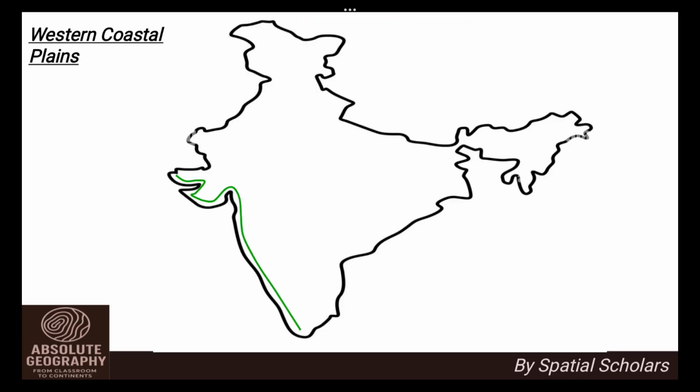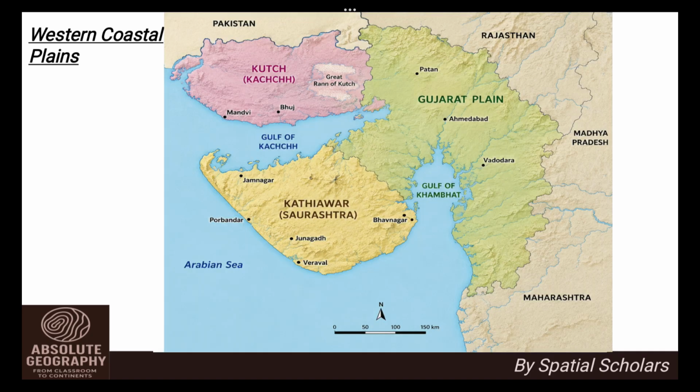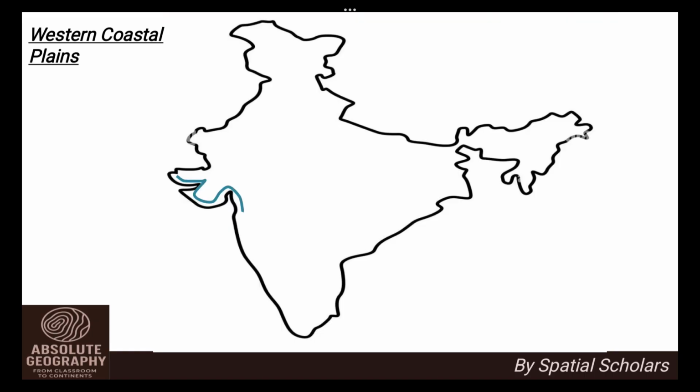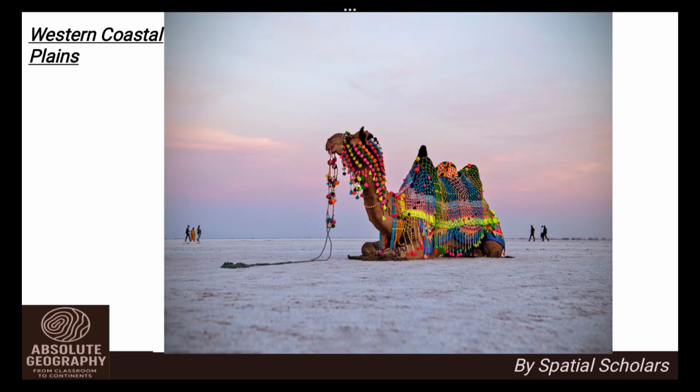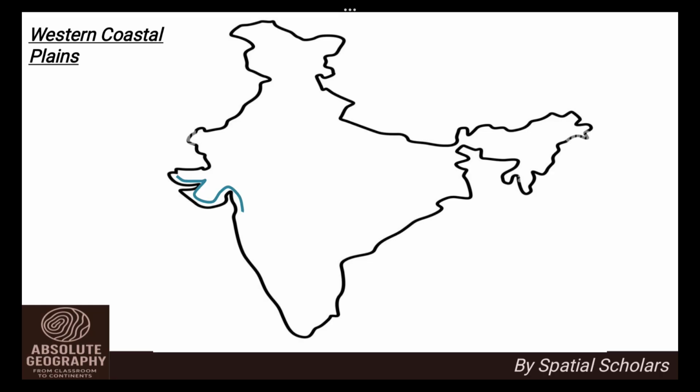The western coastal plains are divided into four distinct regions. The northernmost section is the Gujarat coast. It includes the Kutch region, the Kathiawar or Saurashtra Peninsula, and the lowlands surrounding the Gulf of Khambat. This region is known for its extensive salt marshes, tidal mudflats, and unique coastal landscapes. The Rann of Kutch, one of the world's largest salt deserts, lies in this region and transforms dramatically during the monsoon when large parts of it are flooded with seawater.